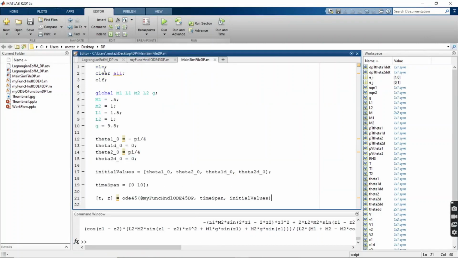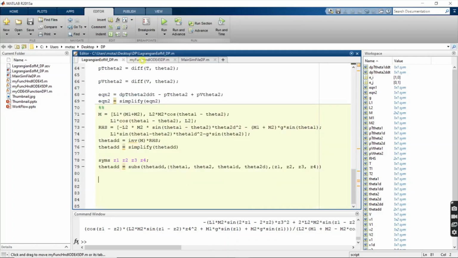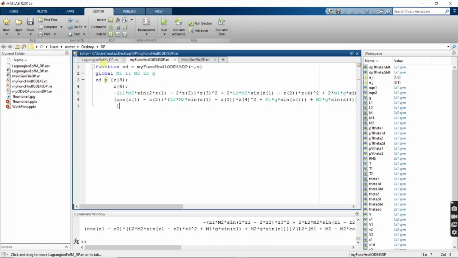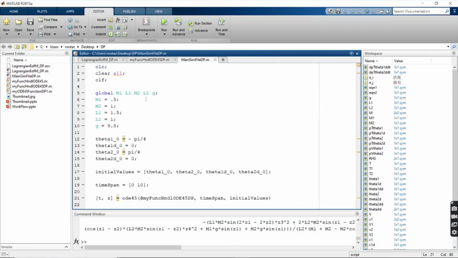Okay, now it's time to do the main simulation. We've derived the equations symbolically here, and then we created a function handle using the results of the symbolic equations. And I declared these as globals. You can also pass them as parameters, but I declared these as globals: M1, L1, M2, and L2 and gravity. And here's our main simulation file. We clear the screen, clear all, and clear all the figures. Declare these global parameters and define some initial conditions.